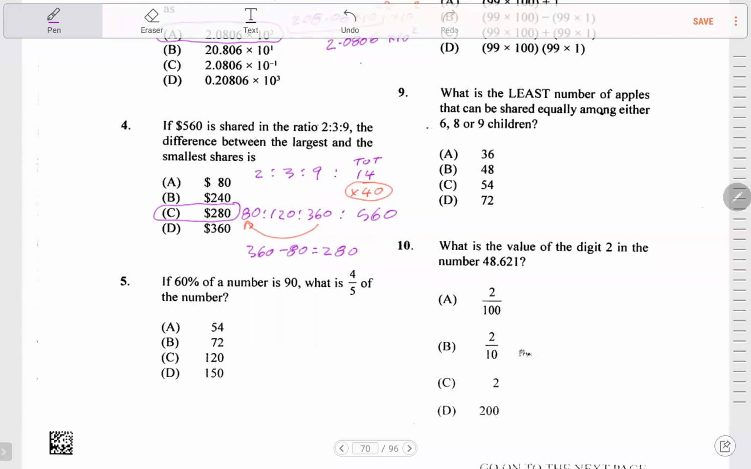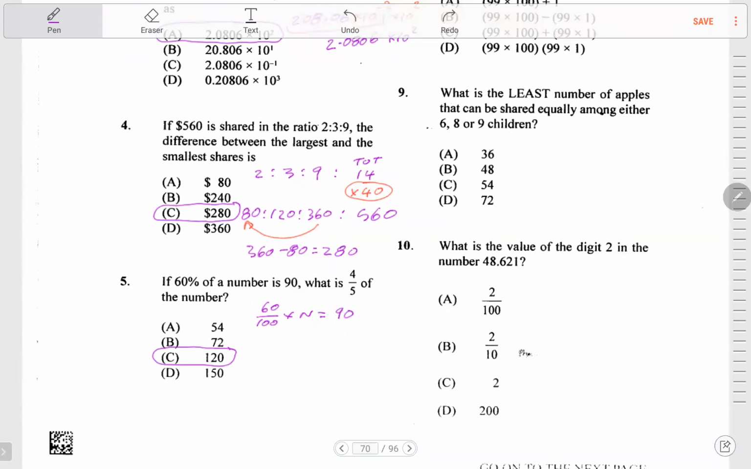Next part. 60% of a number has already been discussed. We did this question a while ago with the 4/5 n, and the answer was 120. So I'm not going to work it over again. Just did it. All right, let's just work it again. 60 over 100 times a number equals 90. 60% of a number is 90, and I want us to tell them 4/5 of the number.